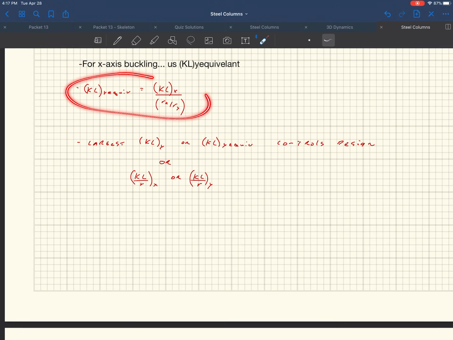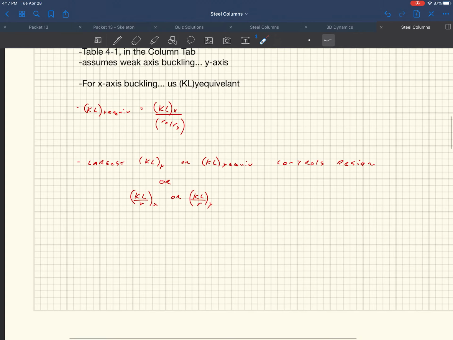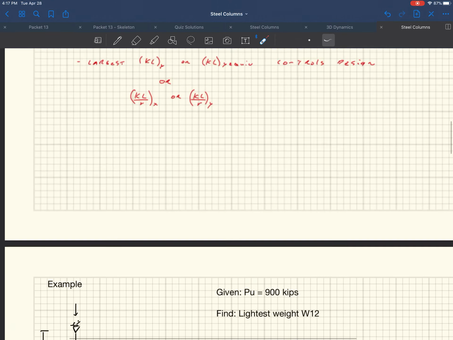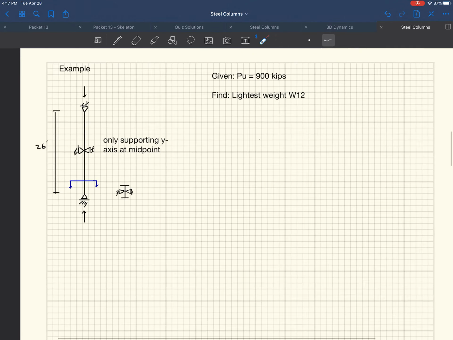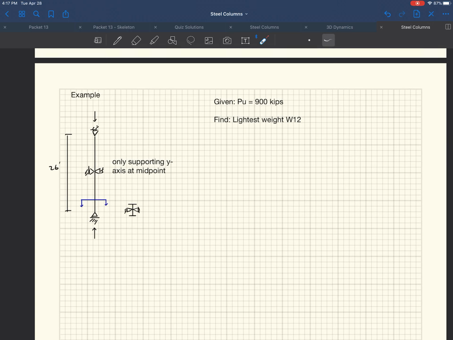So we're gonna do this. KL over Y equivalent, KL over X versus KL over Y. Those things control. So let's do an example. Okay, here's an example where we have weak axis versus strong axis buckling. Pretty simple example. We have a pin, right? Pin. Right here, we're applying a load like this.